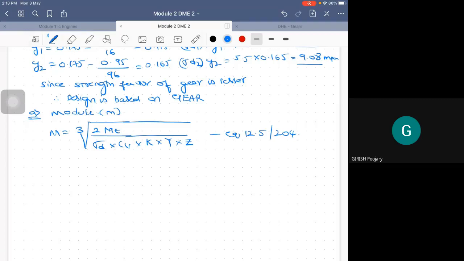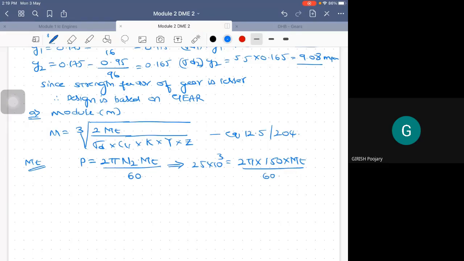Now, mt. How will you calculate mt? Go for the power equation. P is equals to 2 pi N2 mt divided by 60, for gear or pinion. Now, substitute it. P is nothing but 25 kilowatts. So 25 times 10 to the power of 3 is equal to 2 pi cross N2, which is 150, cross mt divided by 60. From this, what is the value of mt I've got?